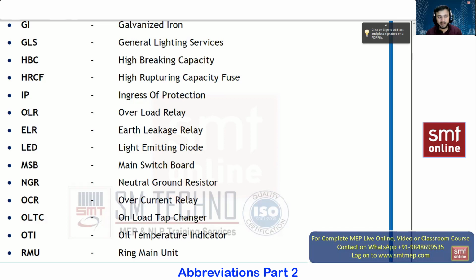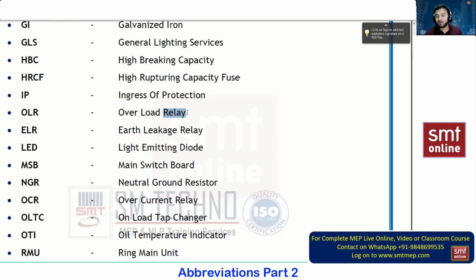Again, talking about OLR, nothing but overload relay. What is meant by relay? Relay is actually a mechanism which is used to sense a fault. Please make a note of this. Relay is only a mechanism which is used to sense a fault or to sense something, not only a fault. It can even be a signal, a good signal or a bad signal.